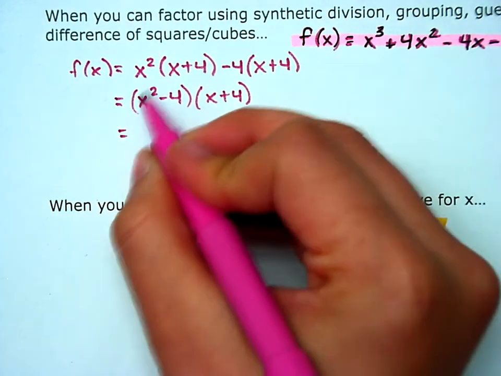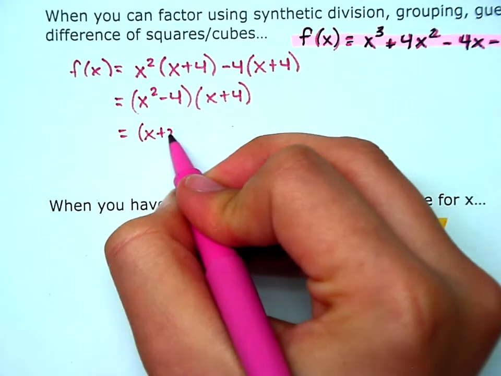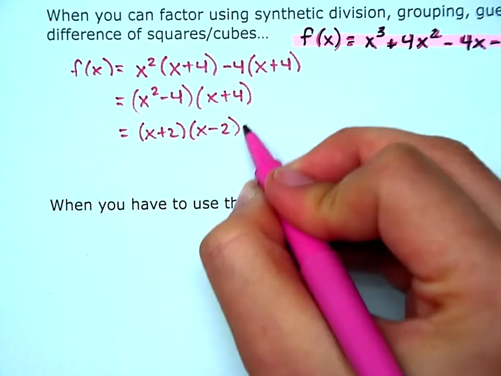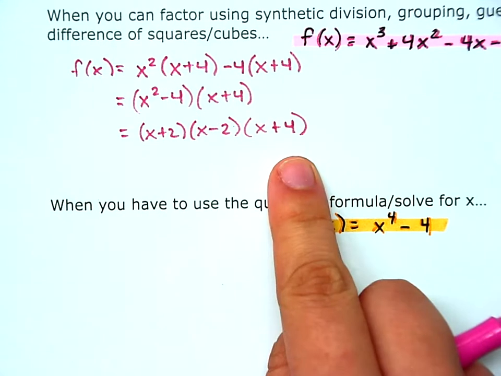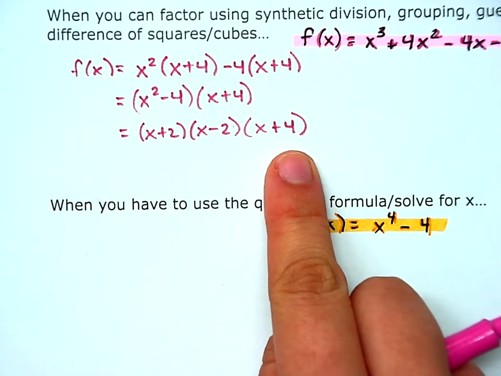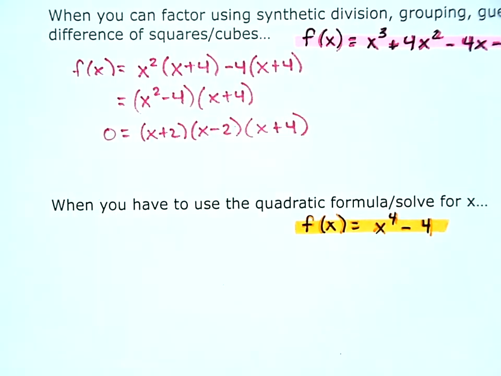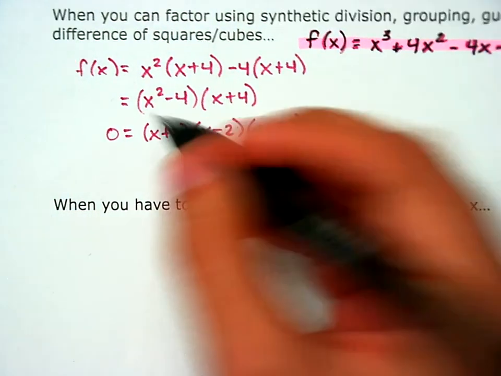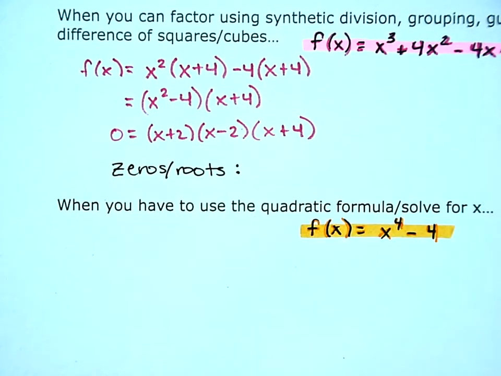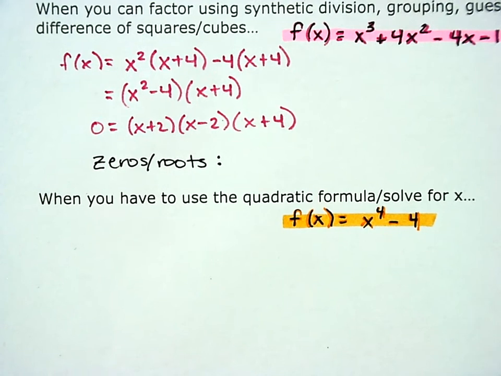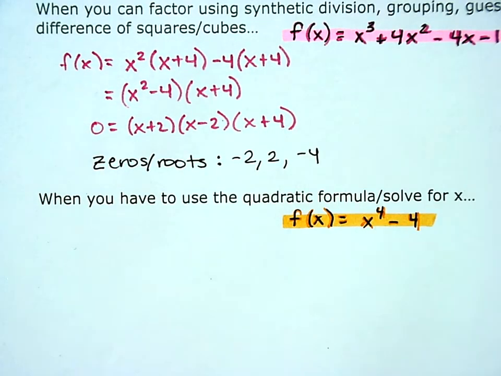All right, and then here, this is a difference of squares. So remember, we're not done factoring. This is x plus 2, x minus 2. And then I still have that x plus 4. So we're done here. This is completely factored. And from here, I can quickly see what my zeros are. It's just the values that are going to make these factors equal to 0. So if I set this equal to 0, then my zeros are, I'm going to say zeros or roots. For our purposes, those are going to mean the same thing. So those values are going to be negative 2, positive 2, and negative 4.